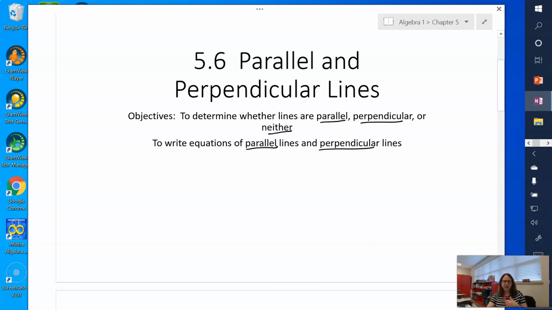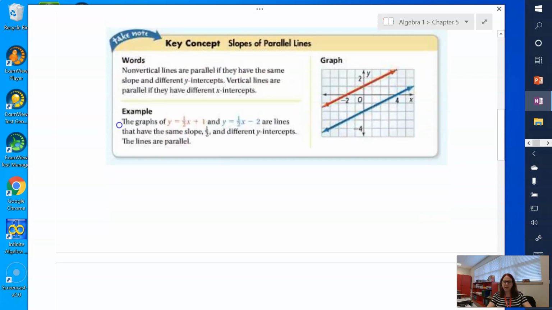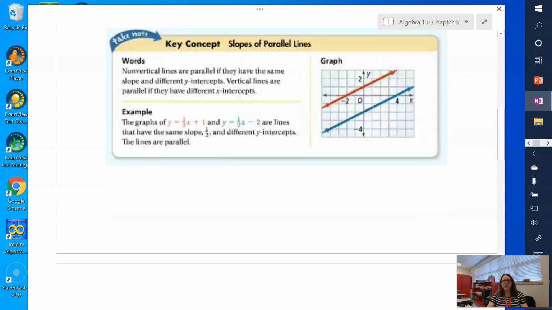So first off, I'd like to give some definitions. A parallel line looks like these. They go side by side and they never cross each other. They never touch each other. Key caveat is they have to be in the same plane. So when you look at this picture, the red line and the blue line, see how they don't cross each other and they're going in the same direction? That's why they're called parallel.